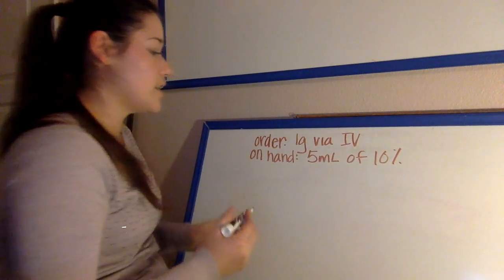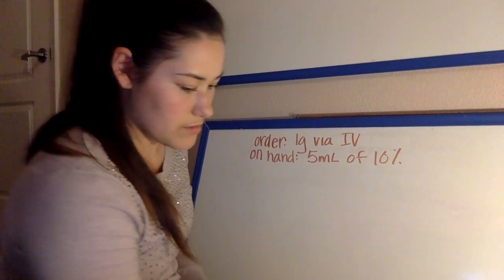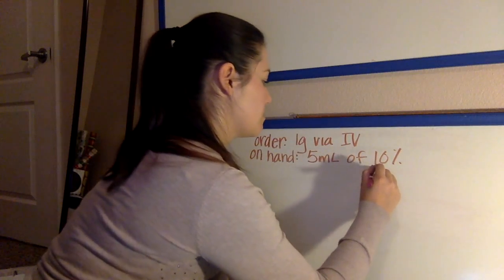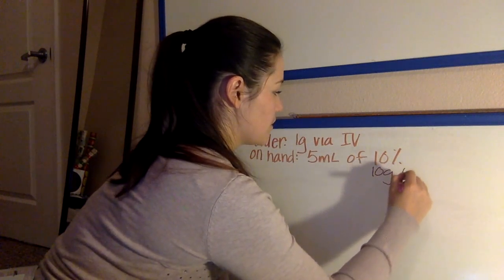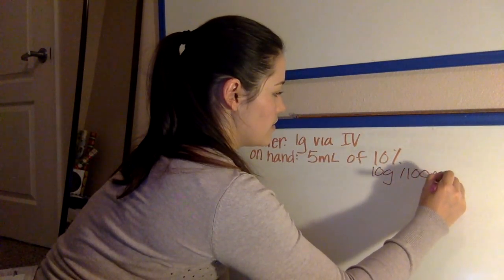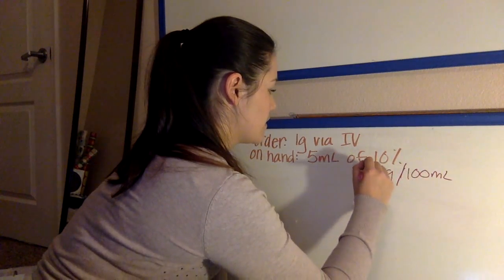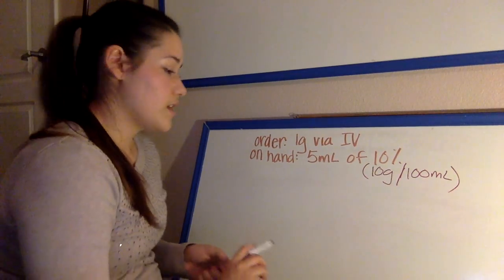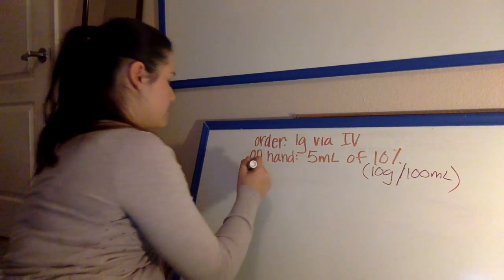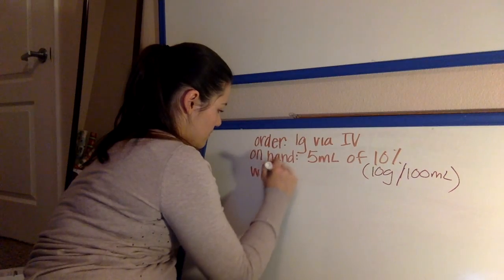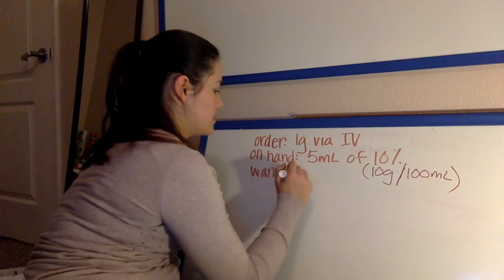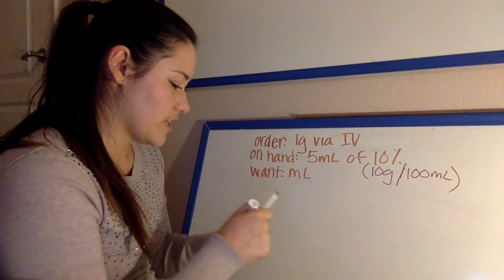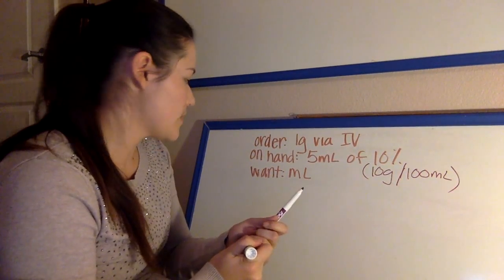So what did we figure in previous problems with that 10%, 50%, whatever it is? That percentage is going to be 10 grams per 100 milliliters, right? Keep that in mind, okay? And what do we want? Milliliters. When do we want it? Now. All right, enough of my stupid jokes.